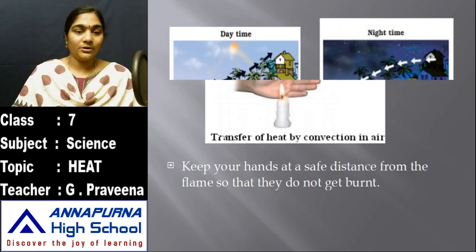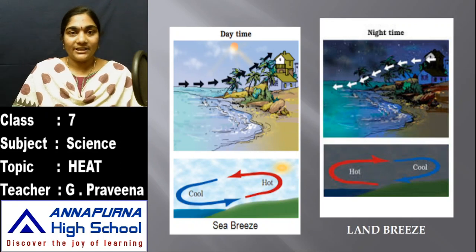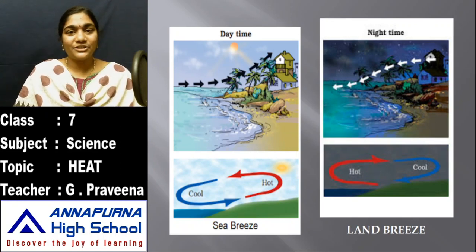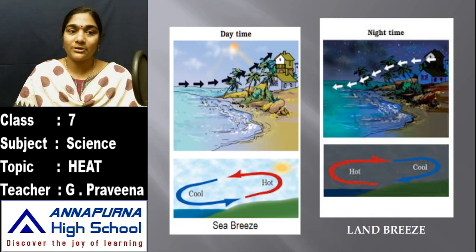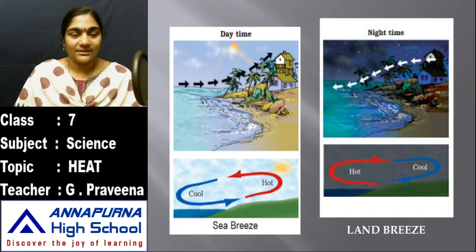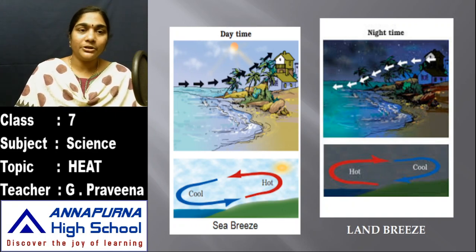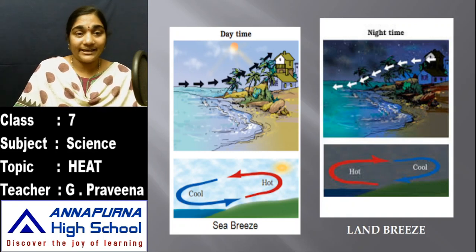The people who are living in coastal regions experience a strange phenomenon. Yes, as we have seen earlier through the process of convection, the air which is near the flame gets heated. When it gets heated, it rises up and that empty space is occupied by the cool air from the sides. In the same way, here in the picture you can see the daytime and the night time. During the daytime, the land gets heated faster when compared to the water.